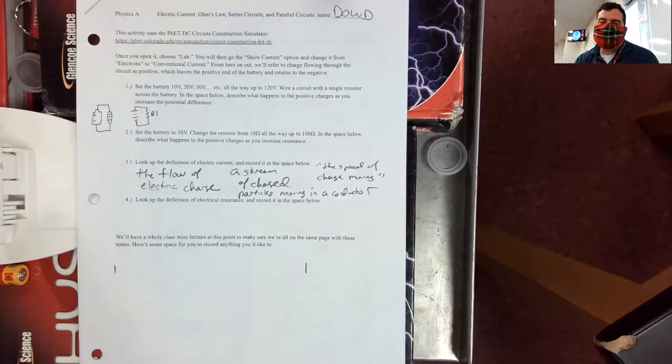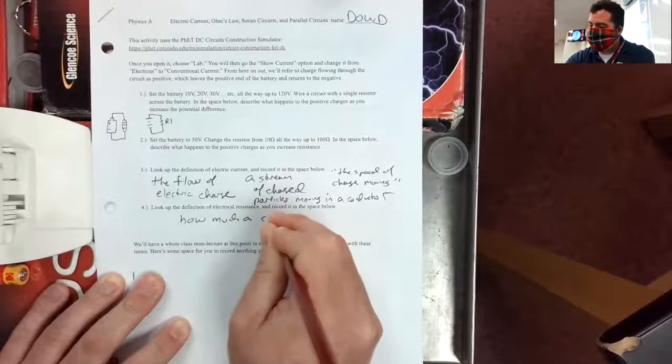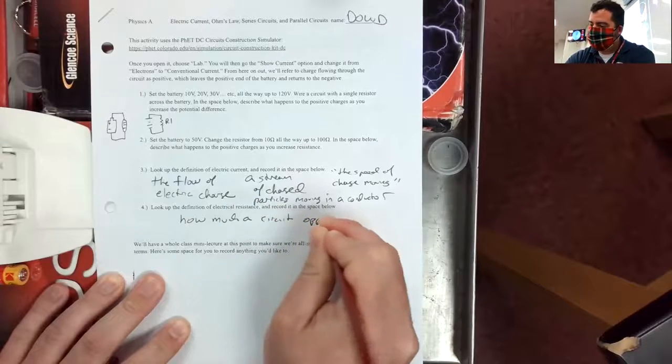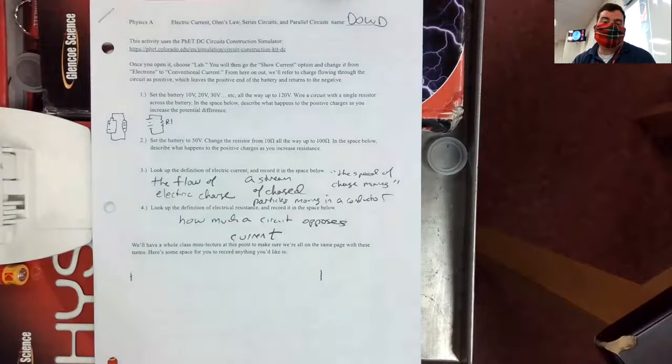What did y'all find for resistance? How much a circuit opposes current.